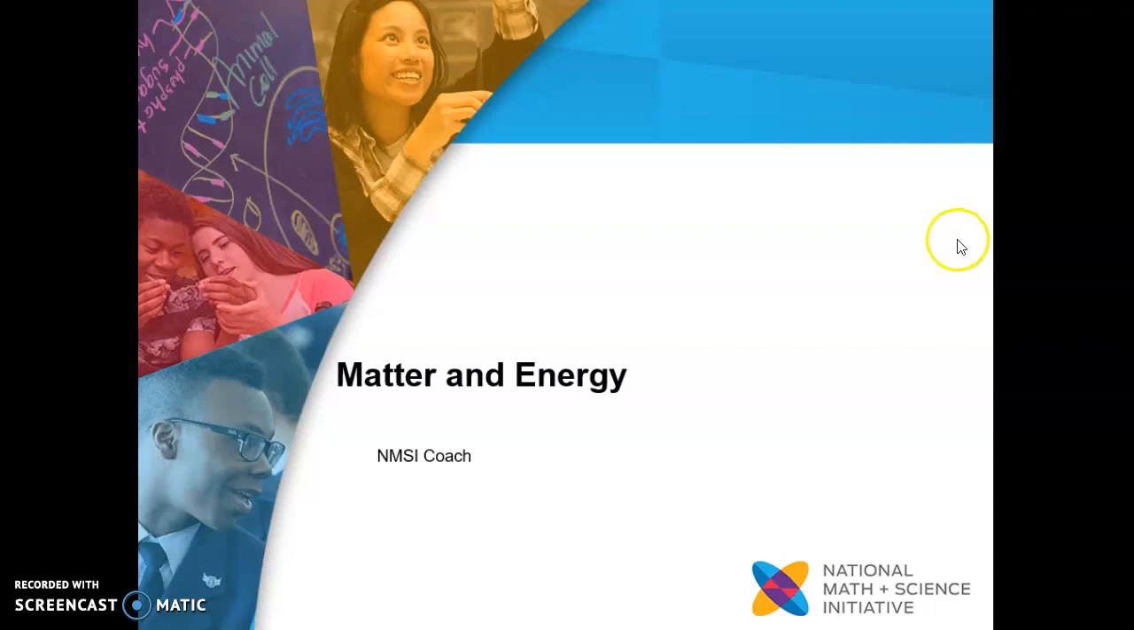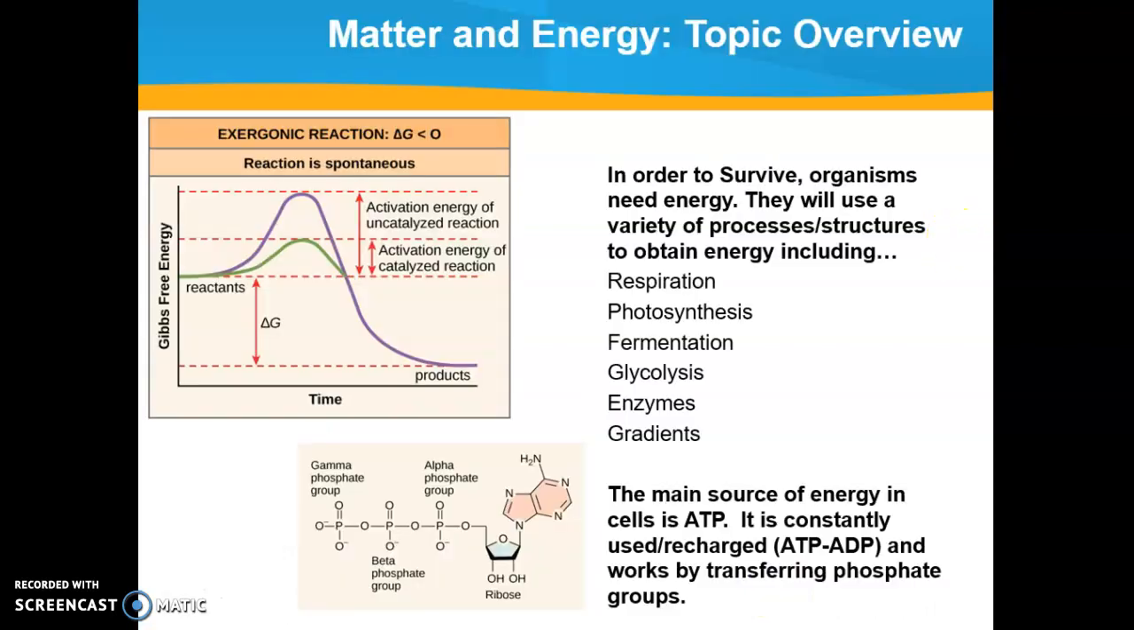So this particular topic goes with Unit 3, which was all about what we called bioenergetics and how living things utilize energy and chemical reactions to obtain energy. And there's a list of some things that you could see on the AP exam as far as processes. So cellular respiration, photosynthesis, fermentation, glycolysis, enzymes, and then gradients. So thinking about the proton gradients in photosynthesis to drive ATP synthase. ATP is our main energy source in a cell.